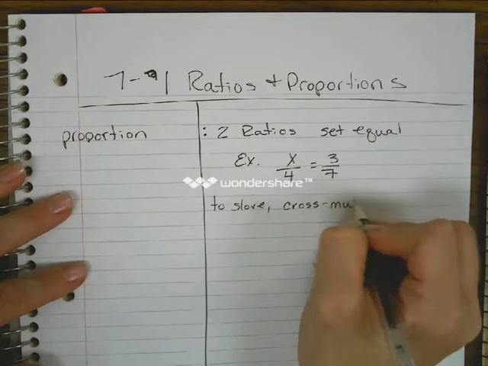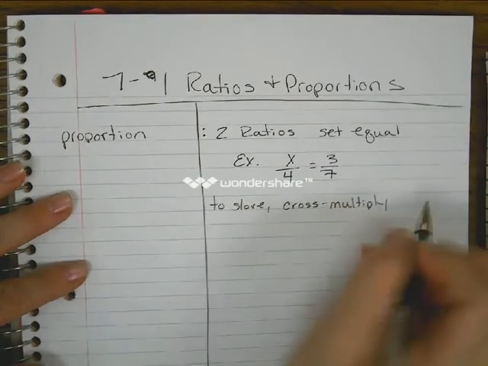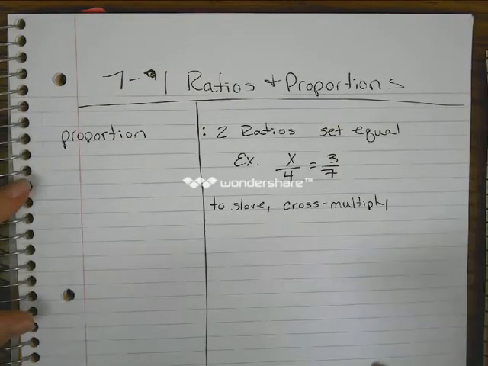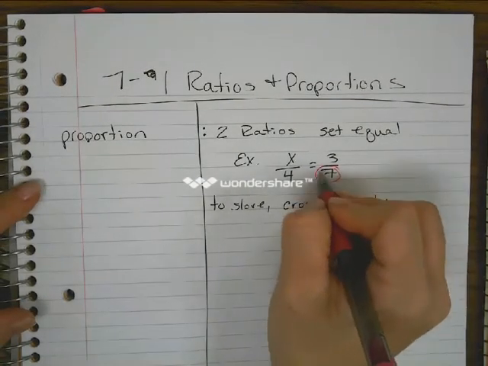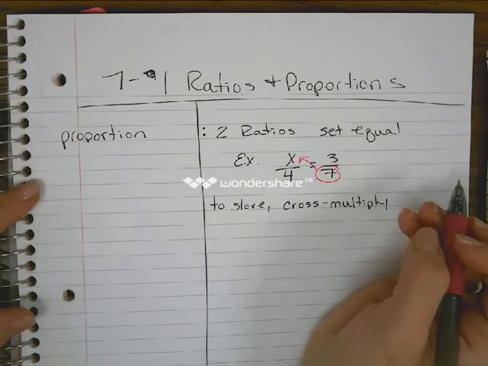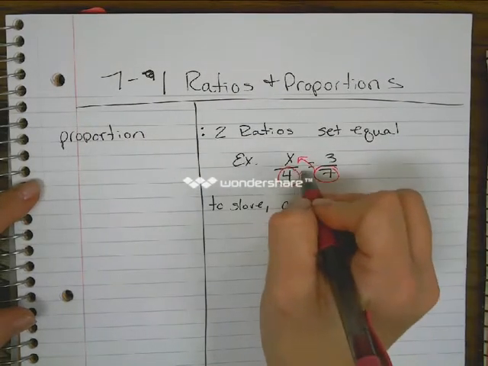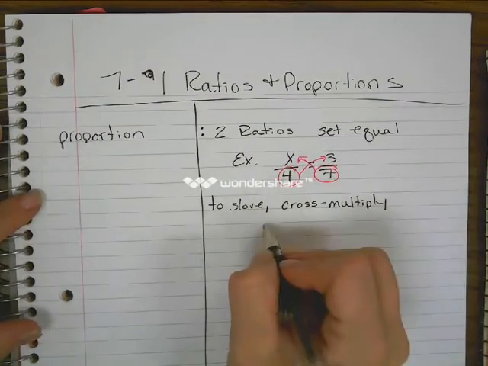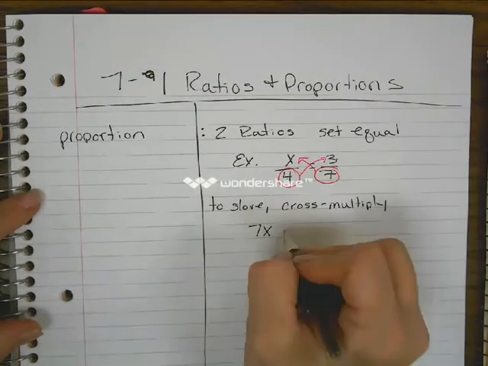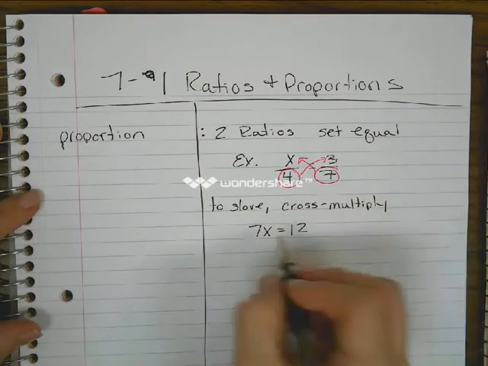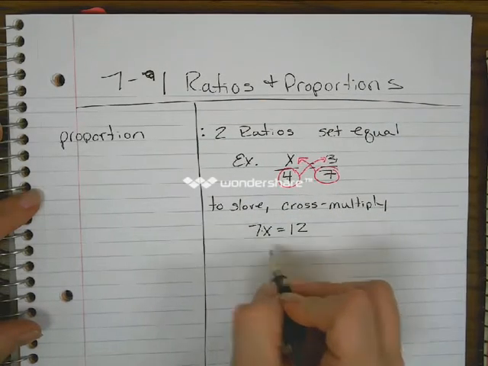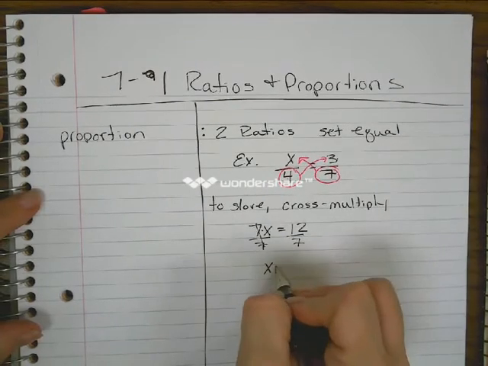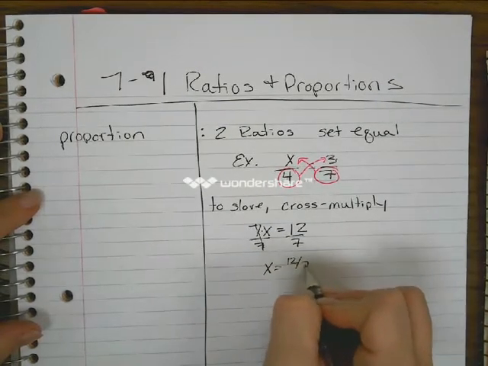you cross multiply. Okay. If you've forgotten how to cross multiply, you take this number and multiply it by whatever's up there. And you take that number and multiply it by whatever's up there. So 7 times x is 7x. 4 times 3 is 12. This is multiplication, so to get rid of the 7 you divide, and x equals 12/7. You can leave this as a fraction because it doesn't reduce.